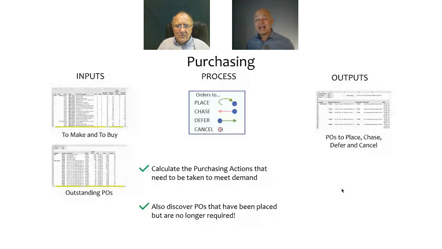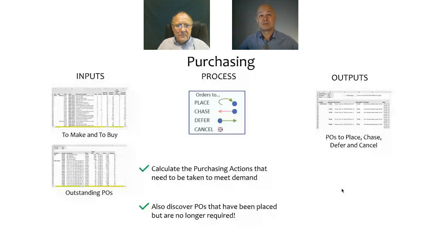So now we've got a purchasing module. We're taking the input, which is from MRP, the things that we need to buy. We're also looking at the outstanding POs. Of course, this is an ongoing process. We're running this regularly, so we'd expect there to be purchase orders that have been placed but not yet received. So we're calculating the purchasing actions that need to be taken to meet demand.